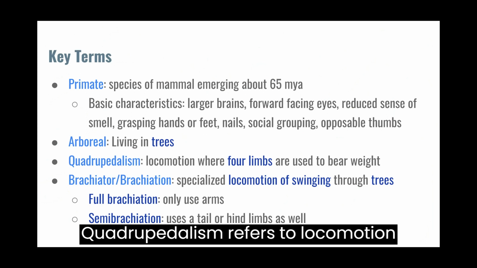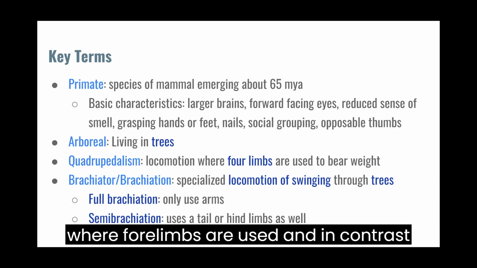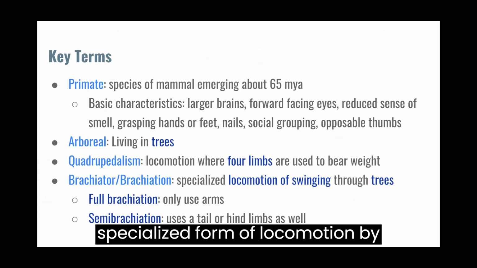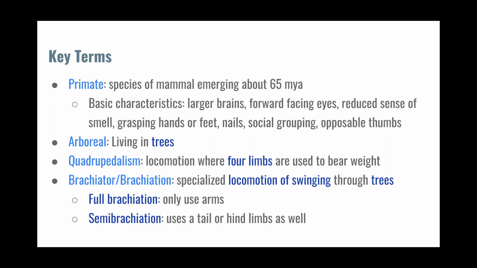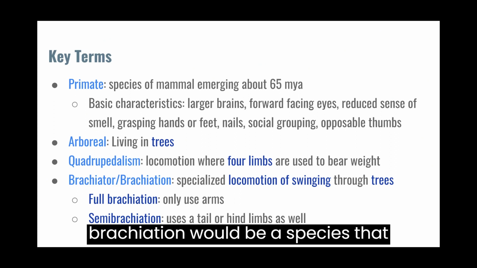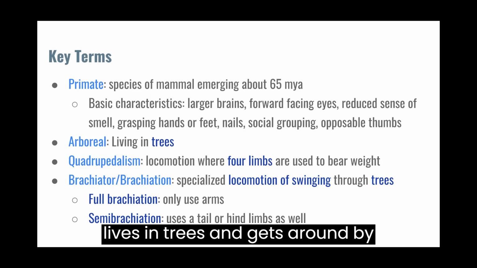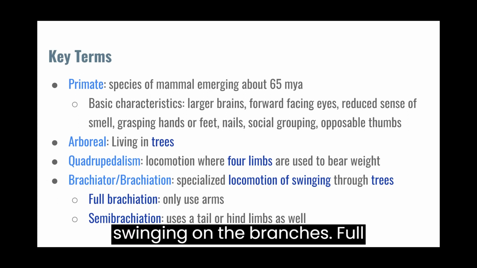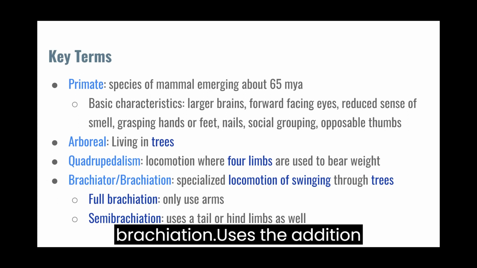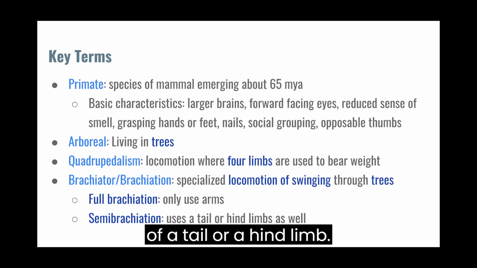Quadrupedalism refers to locomotion where four limbs are used. And in contrast, brachiation or brachiator is a specialized form of locomotion by swinging through trees. So an arboreal brachiator would be a species that lives in trees and gets around by swinging on the branches. Full brachiation only uses arms, and semi-brachiation uses the addition of a tail or a hind limb.